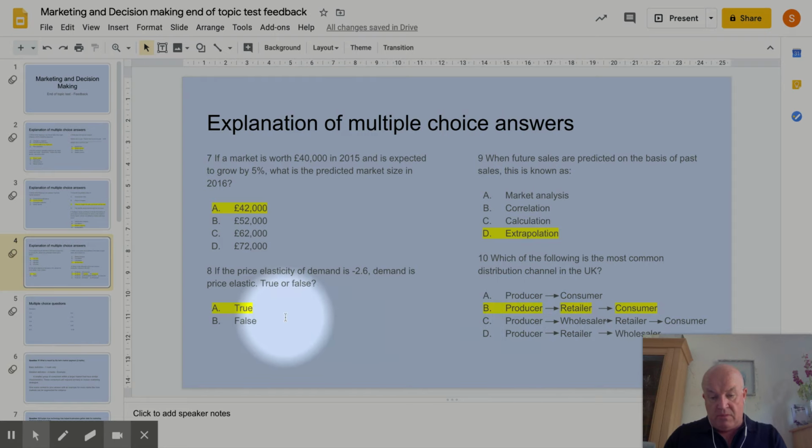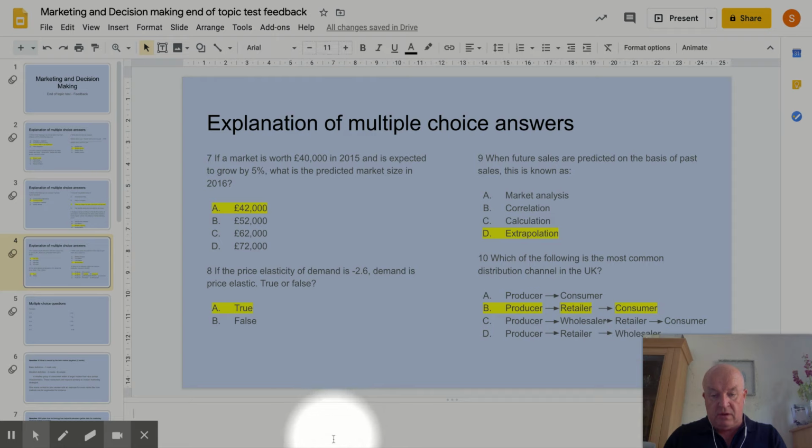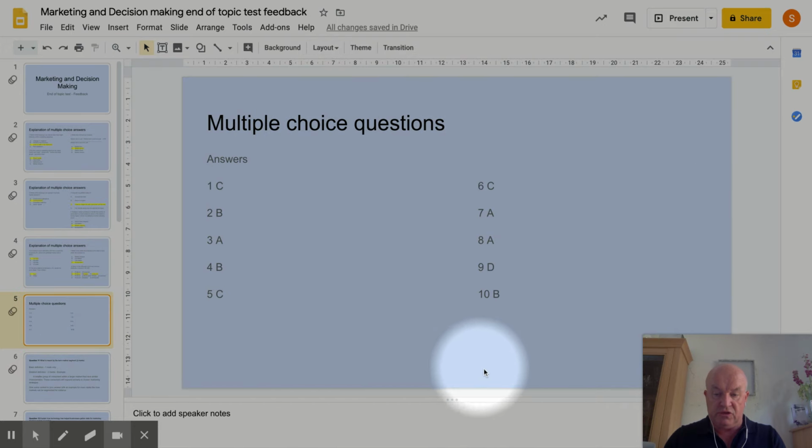Okay, so the next slide actually is all of the answers included on one sheet. Okay, so you can see answer 1 is C, answer 2 is B, answer 3 is A, answer 4 is B, answer 5 is C, answer 6 is C, answer 7 is A, 8 is A, 9 is D, and 10 is B. And that's basically just the questions that we've worked through here in the last 3 slides.